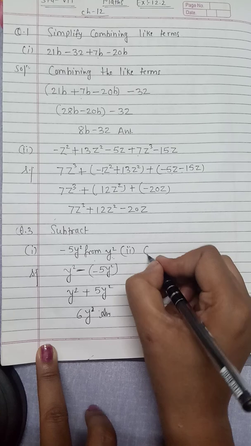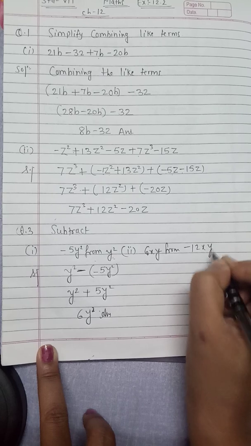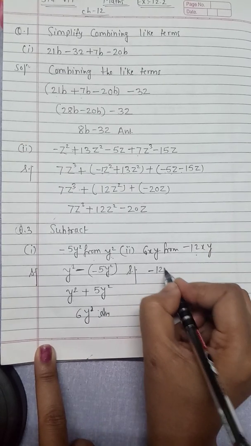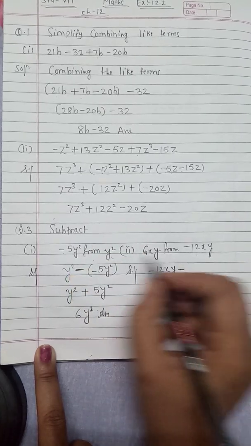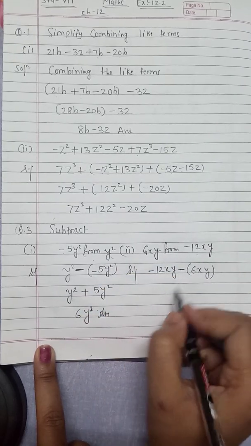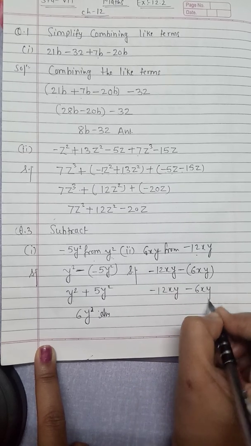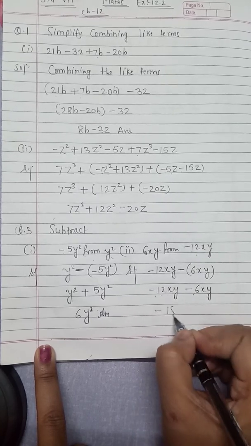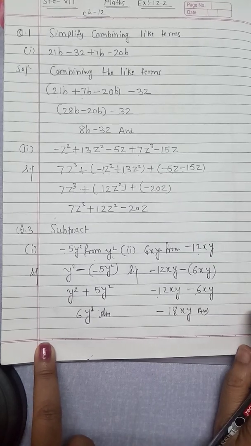Second sum is subtract 6xy from minus 12xy. So what we can do, same method. First we will write the second term, minus 12xy, then subtract means minus sign, then the first term 6xy, which we will write in a bracket. Then minus 12xy minus 6xy, minus minus will be plus, but the sign is minus, 12 plus 6 is 18, minus 18xy is the answer. So like this way we can solve the next question.